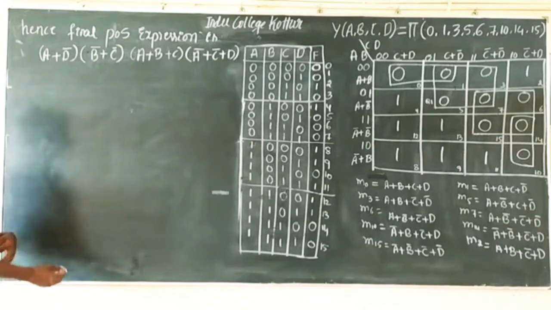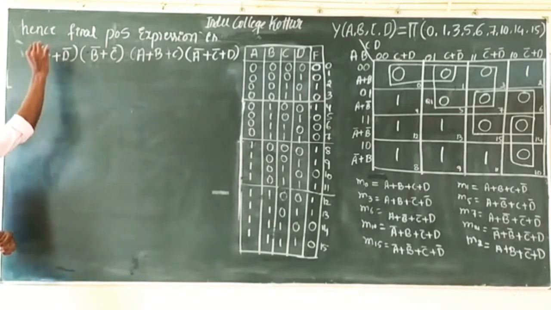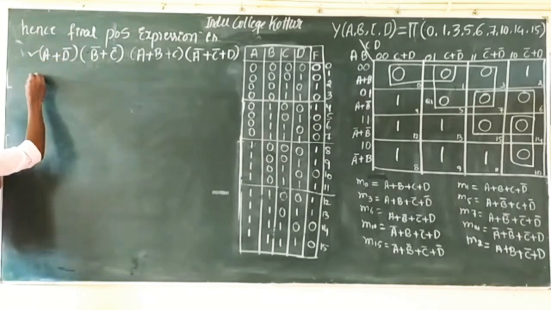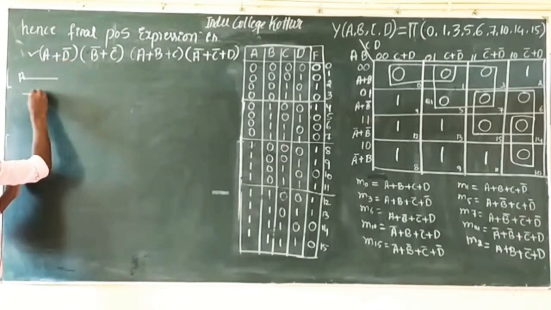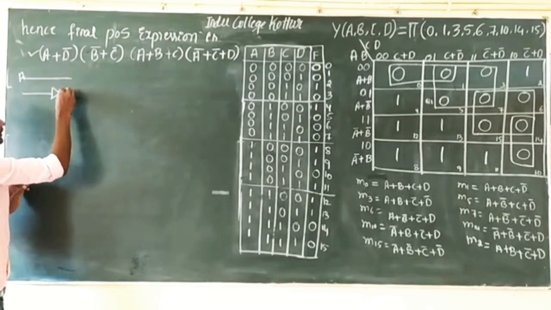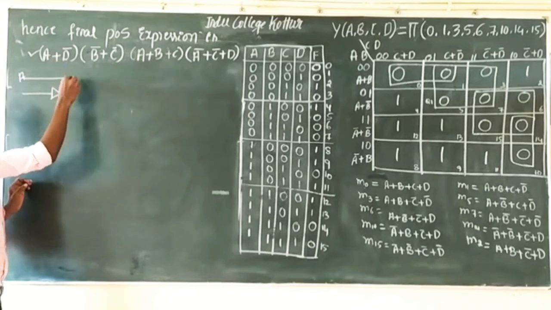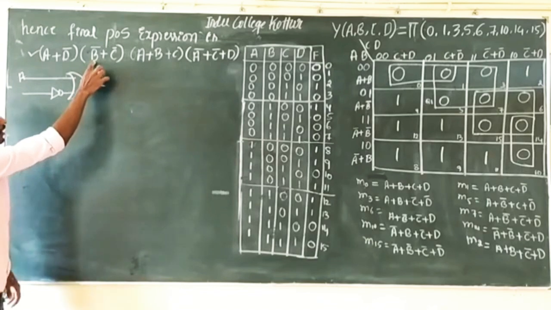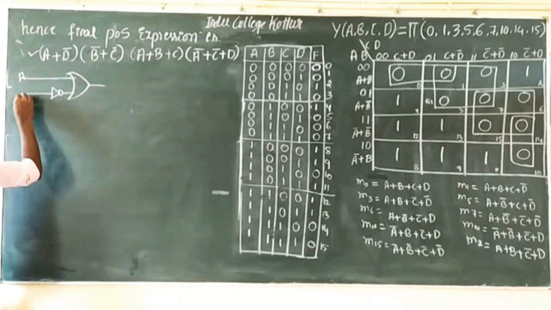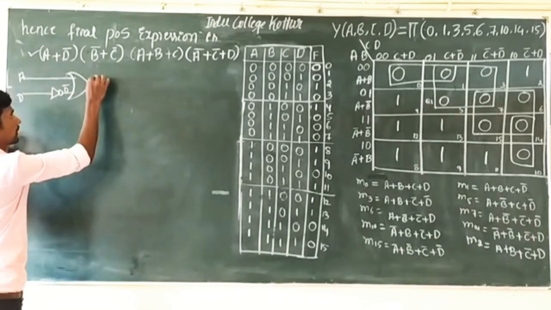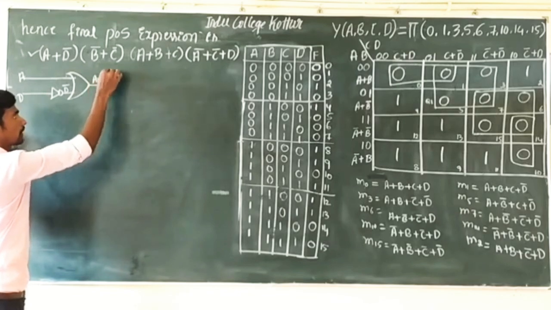Next step, we have to draw the logic diagram based on the final expression. Here is A plus D complement, two inputs, just you can pass A, next the variable D. Here is a complement, it means we have to add the NOT gate. Here is an OR operation, it means an OR gate. Final output A plus D complement.